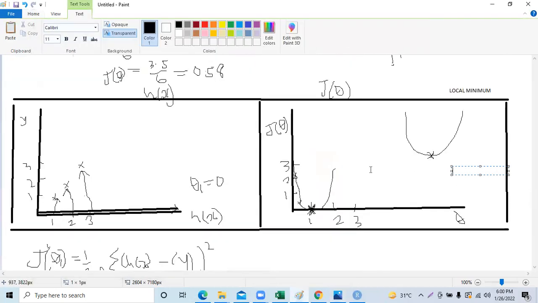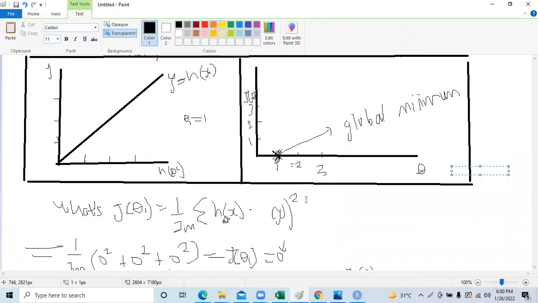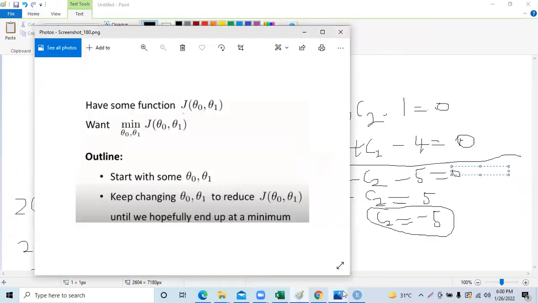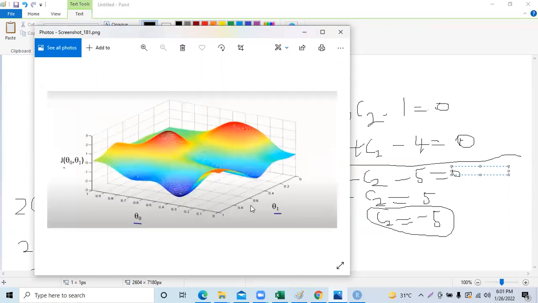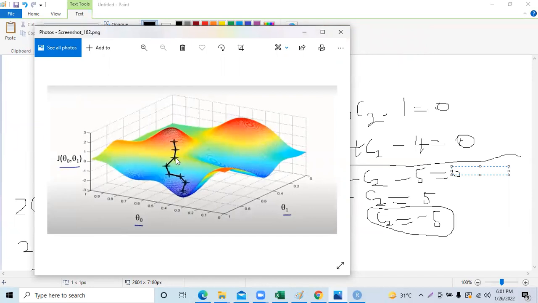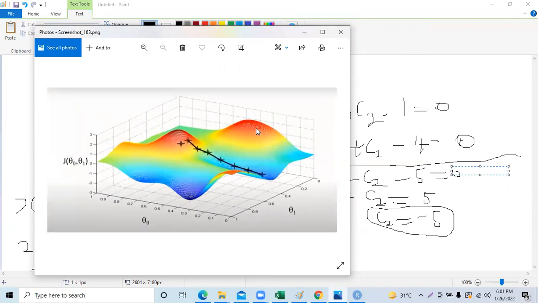Remember we did the cost function. That's why I took my time to take you through the cost function once again. We have some function J(theta 0, theta 1), and we want the minimum point. What we usually do in machine learning is start with some random values of theta 0 and theta 1, then keep changing them to reduce the cost function, and hopefully we end at a minimum, which is what I showed you here. If we started here, for example, it keeps going until you end at this local minimum.